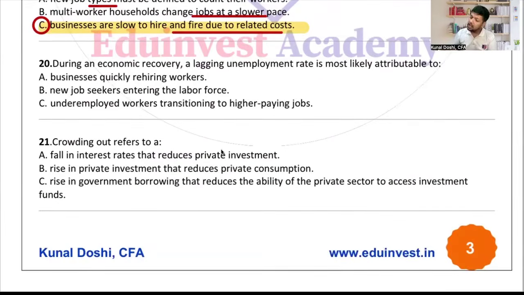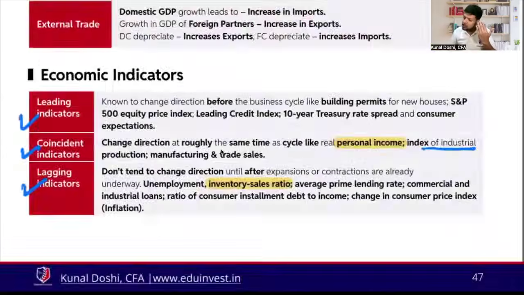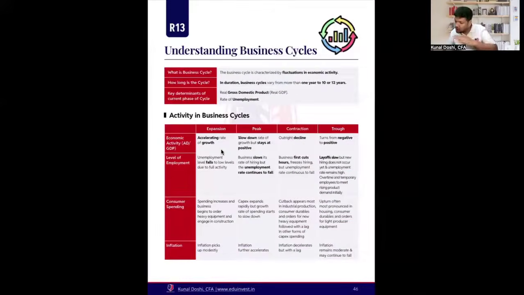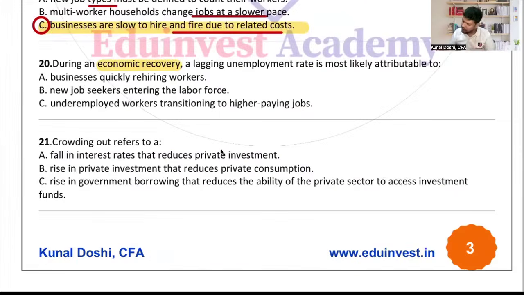Okay. During an economic recovery, recovery is when you're going from the bottom, from the trough. So if you see here, from the trough, you are going to expansion. So from last point to the first point. During economic recovery, a lagging unemployment rate is most likely attributable to, why is the unemployment rate, they are saying a lagging unemployment rate.